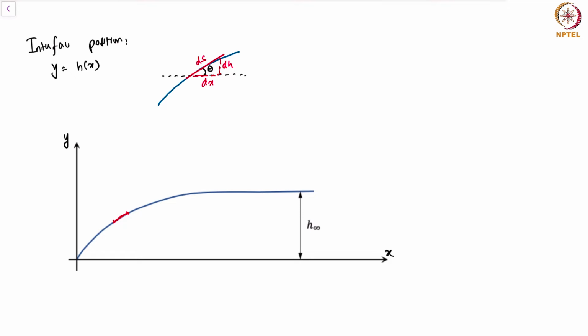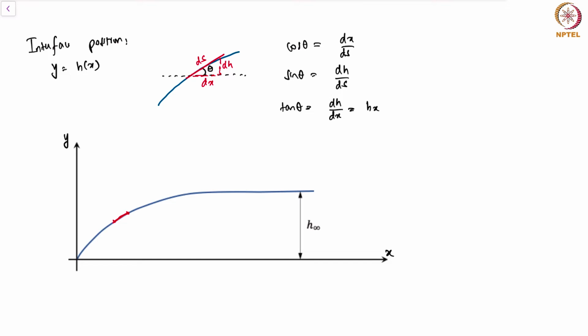If I were to do this, then cosine of theta would be dx by ds, sine of theta would be dh by ds, and tan of theta would be dh by dx, which we can just call h_x.